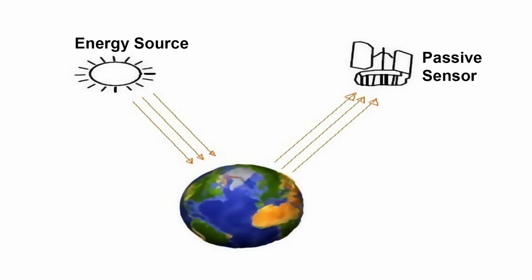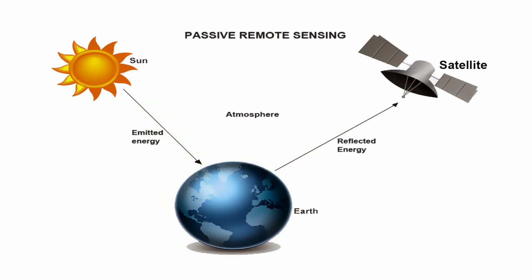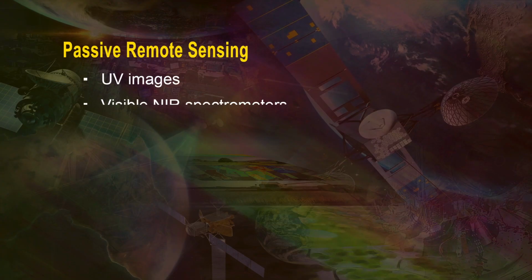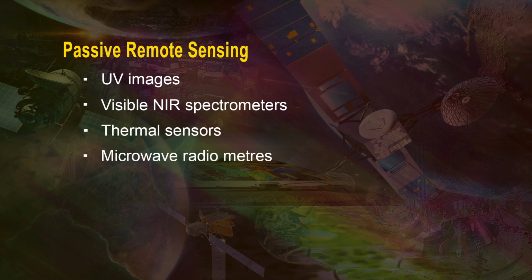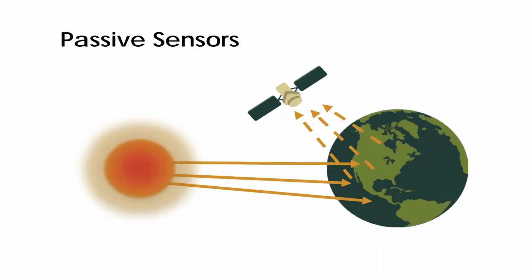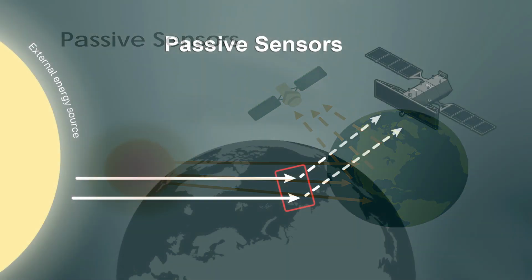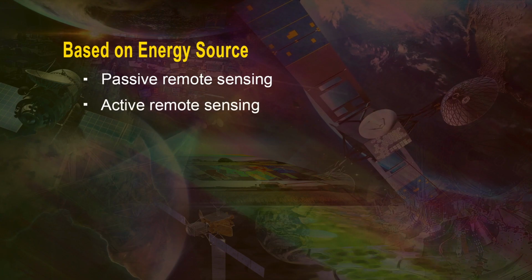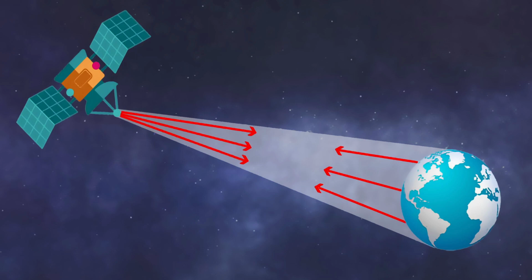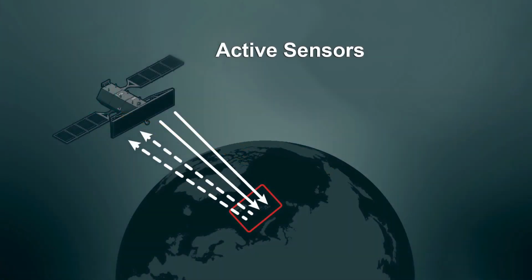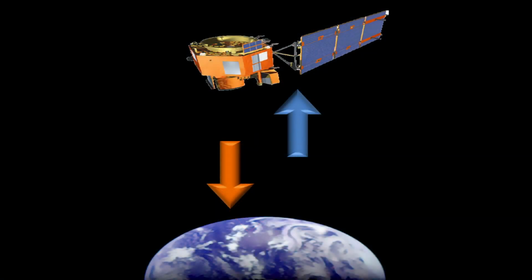The sun's energy reflected or emitted from the Earth's surface features is recorded. When the sun's energy is used for remote sensing, it is passive remote sensing, such as UV images, visible, NIR, spectrometers, thermal sensors and microwave radiometers. As the sensing depends on the sun's energy, it can record images only in daylight. The other type is active remote sensing, when sensors provide their own energy source for illumination and the radiation reflected or emitted from the target is detected by the sensor. These sensors can image in day and night time also.